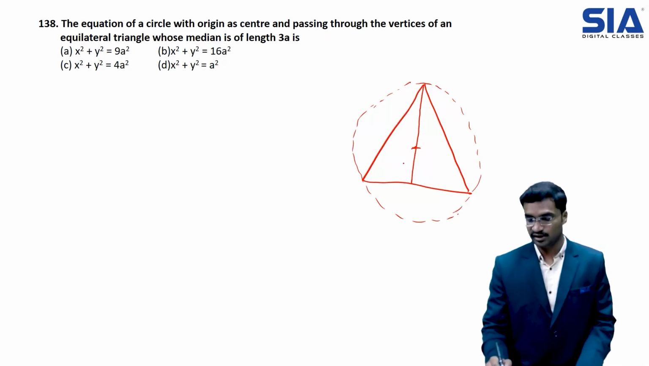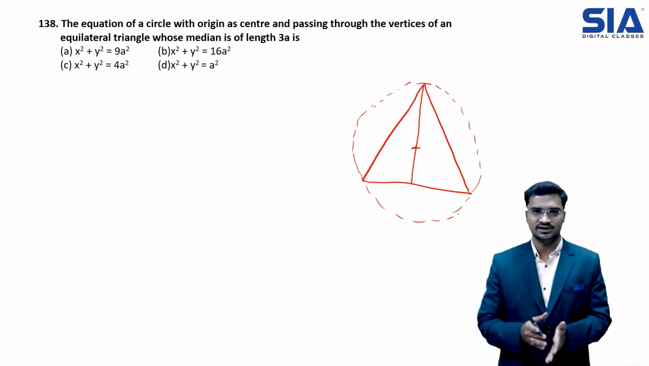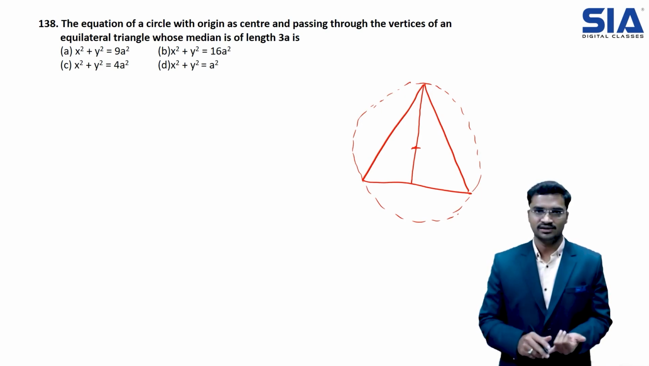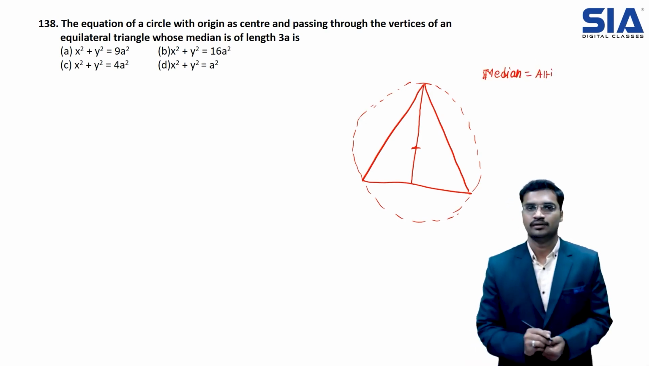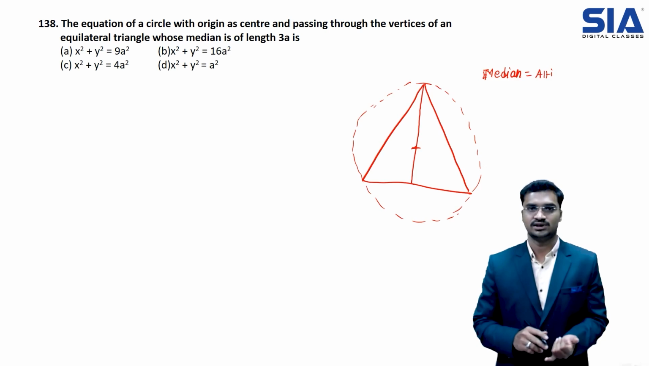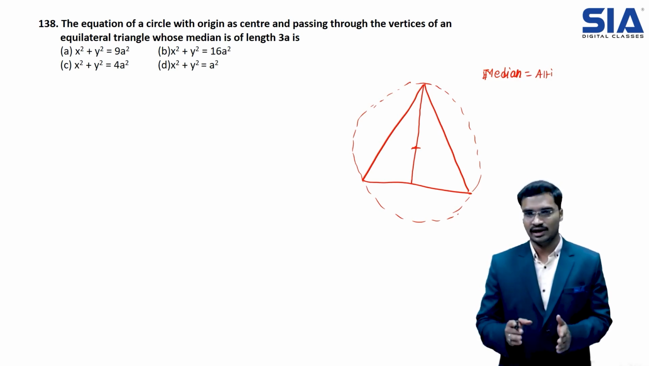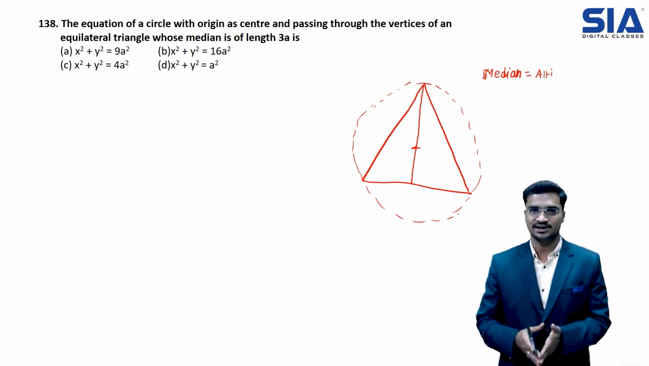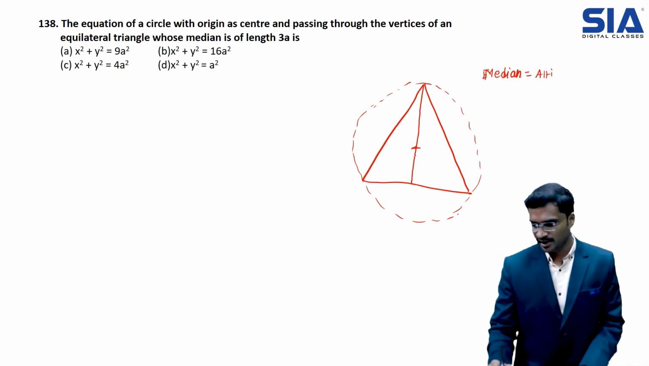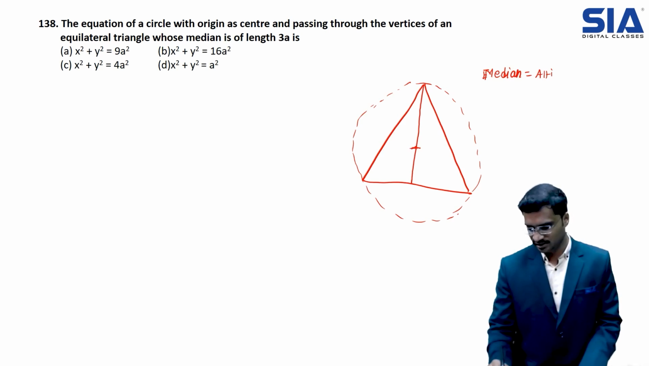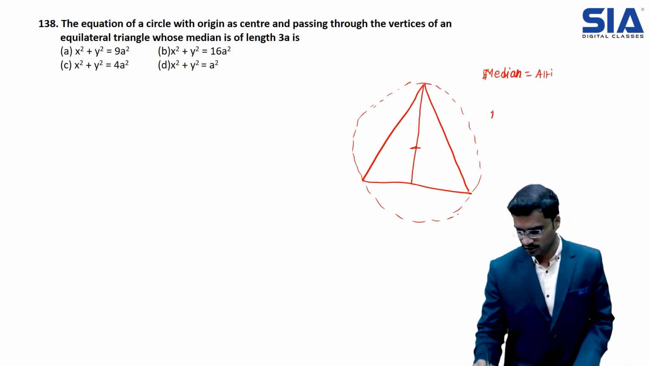So regarding the length of the median in an equilateral triangle, there is a condition that says the medians, altitudes and angle bisectors are the same line. So by using this, I can say that a median will be dividing the line in the ratio of 2:1.